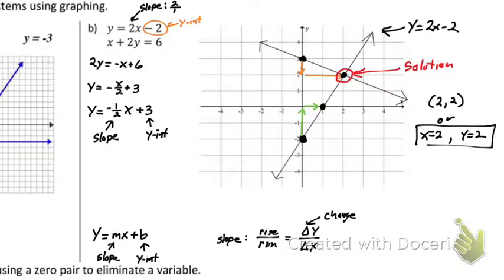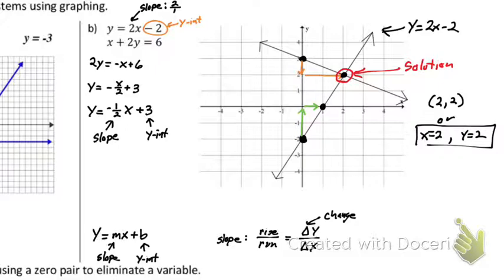I do want to specify, don't just point to it and say it's the solution. Someone did that on a test last year, and I felt bad, but I had to take off points. We can't just point at the solution. We have to actually put the solution answer down. It's nice that you know where the solution is, but you do have to use that to give me your answer. All right, so that's graphing.